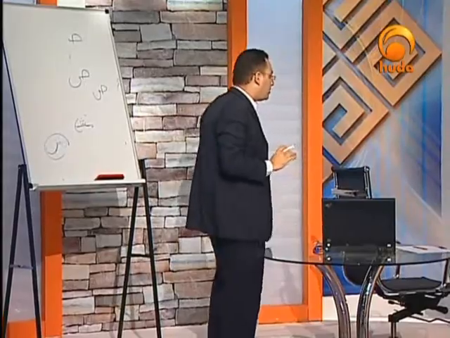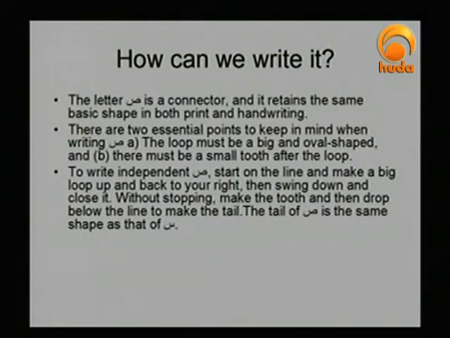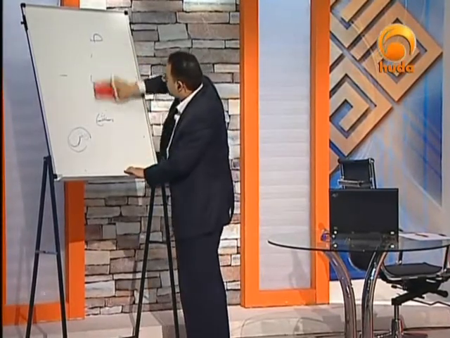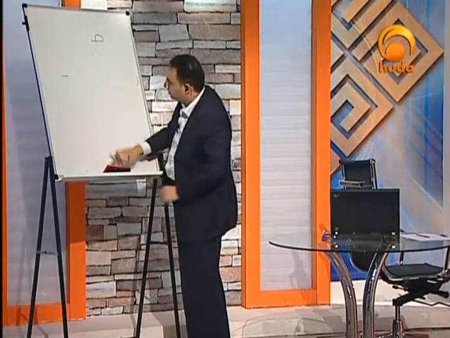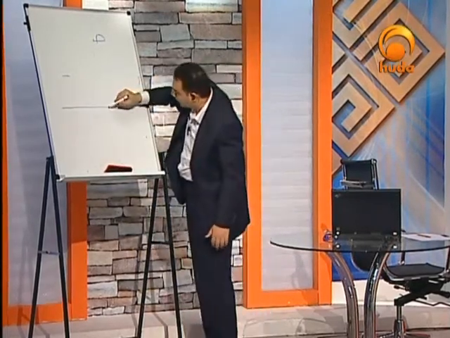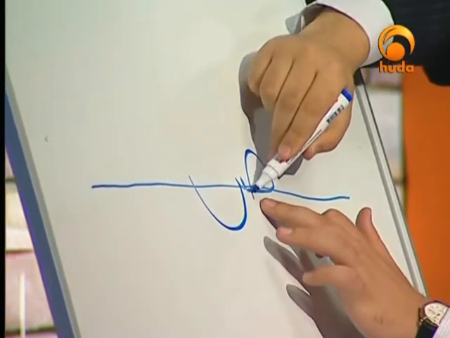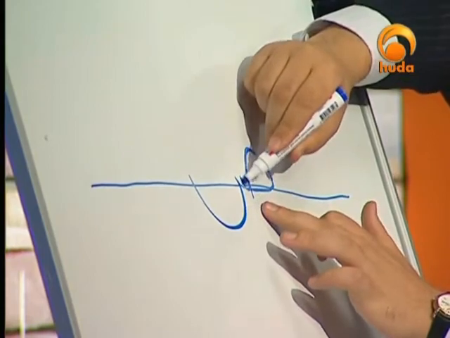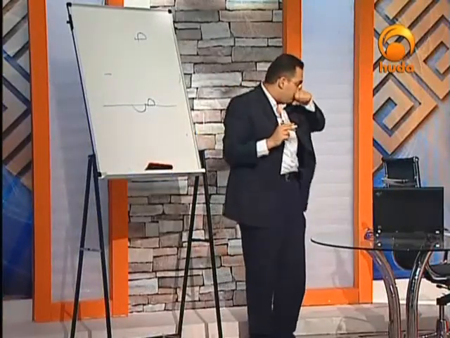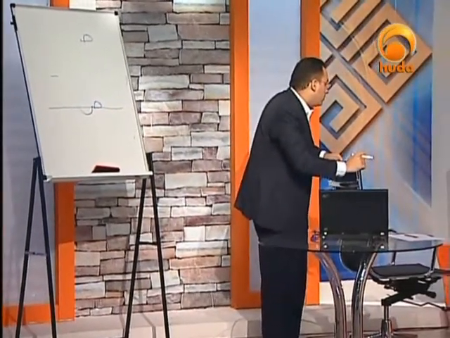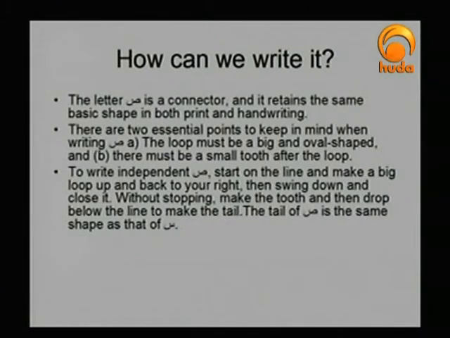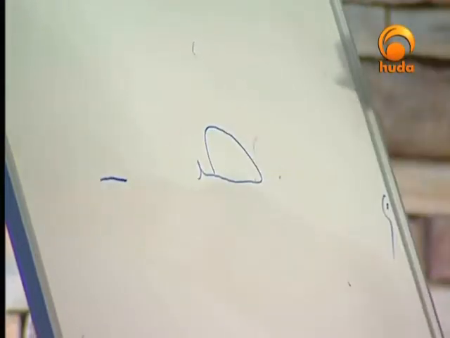To write an independent Sa, start on the line, make a big loop up and back to your right. Here it is. I would say that this is the line. It's a kind of loop here, getting back to the right side, and we are making just one tooth here. So there must be a small tooth after the loop. So all you have to do is start on the line, make a big loop up and back to your right, then swing down and close it. Here it is, in this way. Swing down and close it and make a small tooth, okay?